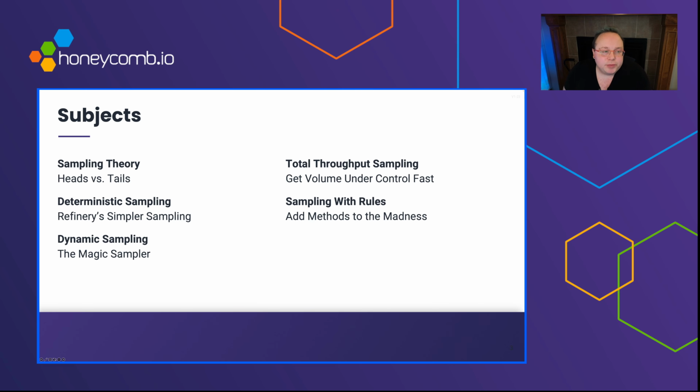We're going to talk a little bit about sampling theory, and then the different types of sampling that Refinery can do, followed by how Refinery uses data from your traces, your distributed traces, in order to implement rules and the various different samplers that we have in order to get the best effect for sampling.